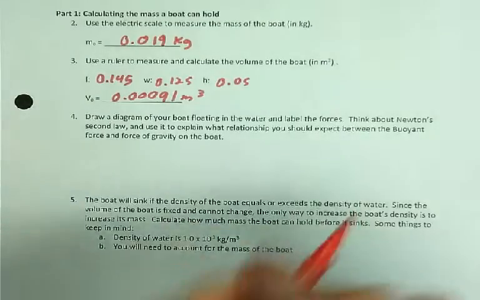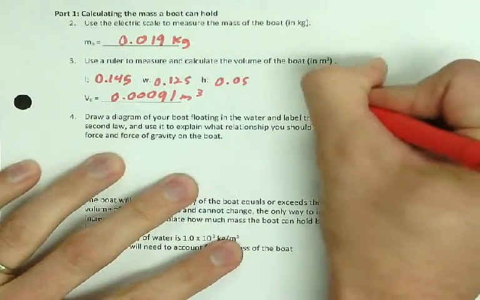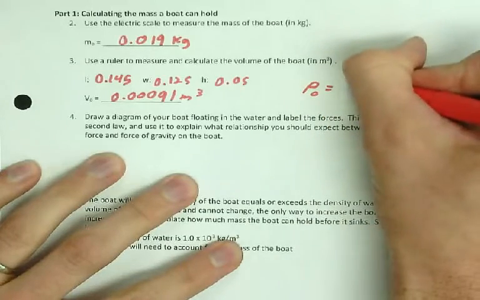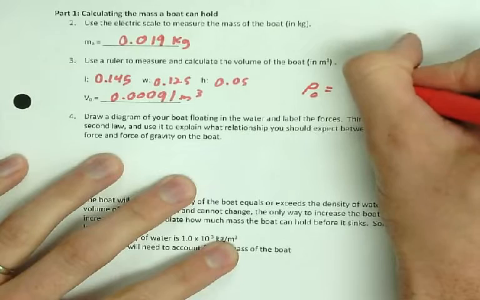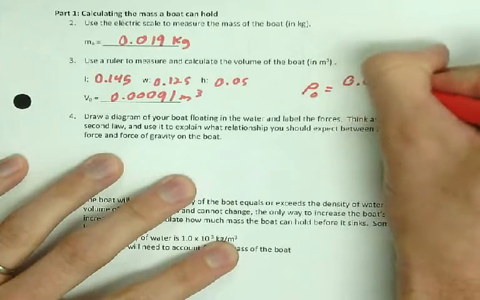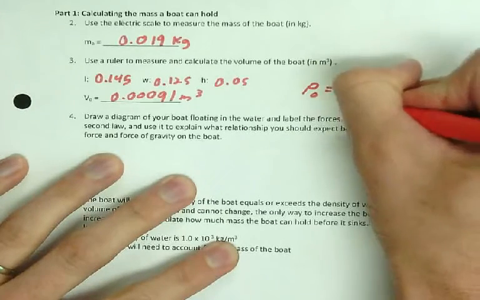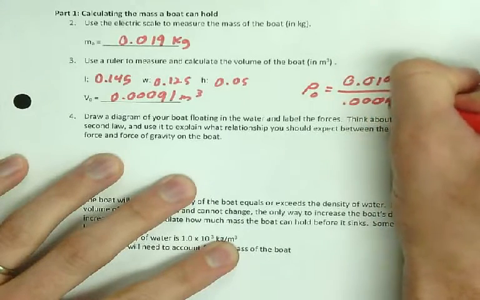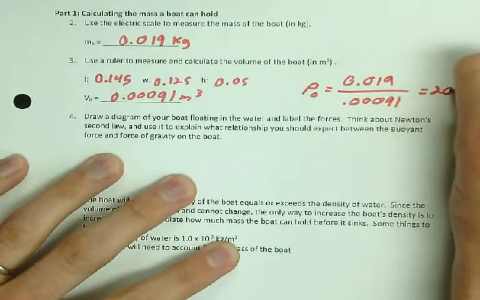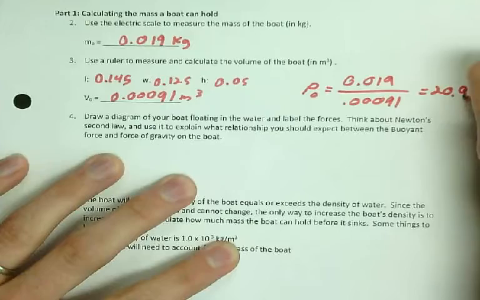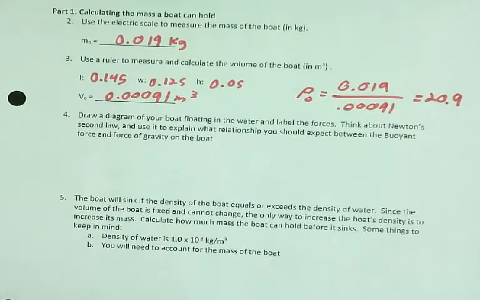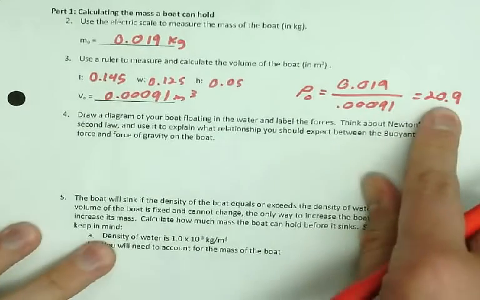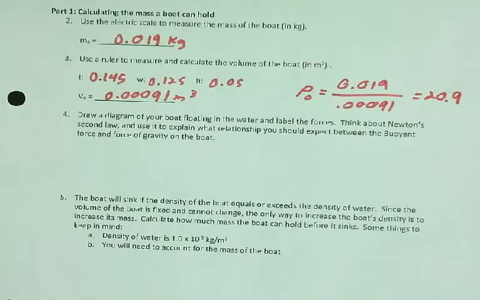So when I do the density of the object, I get, what did I do? 0.019 divided by 0.00091. I got 20.9 for the density. Okay? So it'll definitely float. That's way less than 1,000. 1,000 is the density of water.